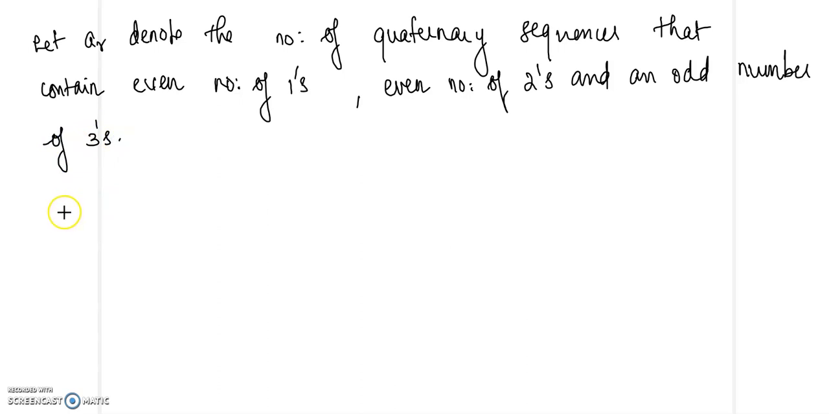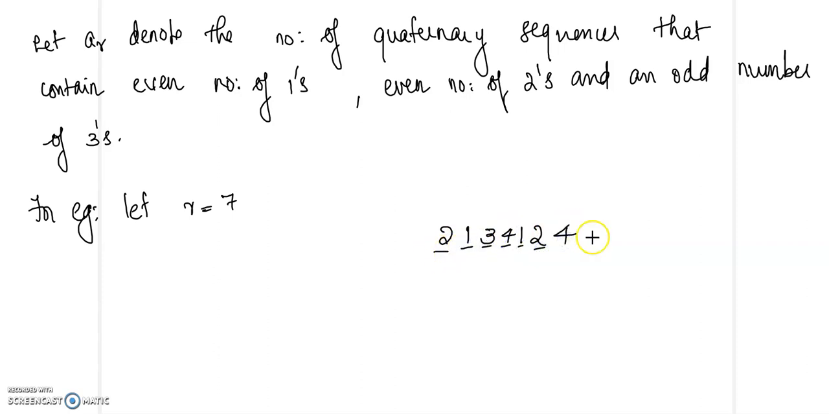And let us look at an example where, say, r is equal to 7, and let us see how we get the correspondence between the two. So for example, let r be equal to 7. So we need to form a quaternary sequence of 7 digits which contains an even number of ones, an even number of twos and an odd number of threes. So let me write a sequence like that. So an even number of twos and an even number of ones and an odd number of threes, then the rest we use 4.